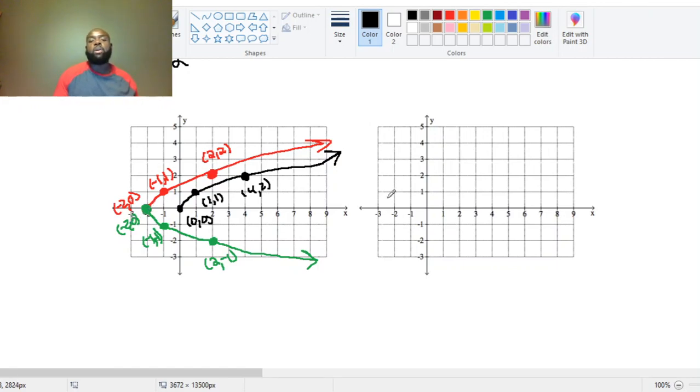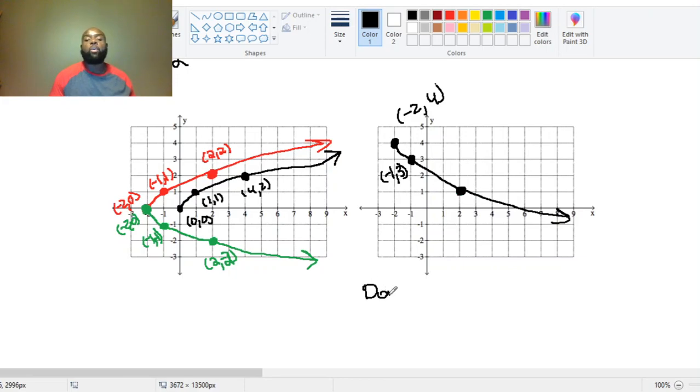So the point -2, 0, 0 plus 4 is 4. So I get the point -2, 4. -1 will become the point -1, 3. And then the point 2, -4, -1 would become 2. Oh, that should be a -2 there. I am so sorry. That's 2, -2. So if I add 4 to that, that would become the point 2, 2. And I've been using black. And so if I draw that graph, it looks something like that, right?